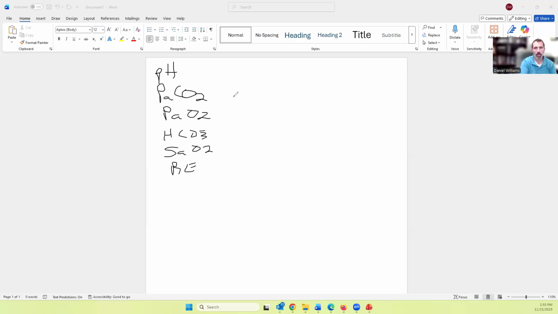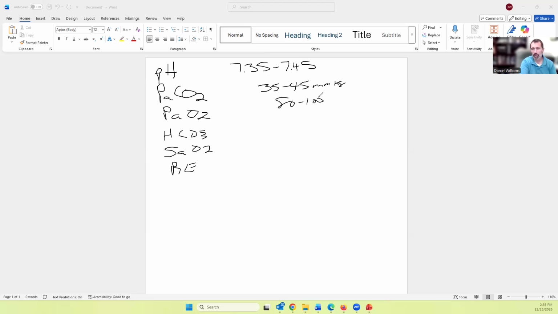For all intents and purposes, when we're looking at the blood gas itself, we want a pH of 7.35 to 7.45. You've got to make sure that you know those normal values, or else it's going to be difficult to determine your interpretation of an arterial blood gas. PaCO2 is going to be 35 to 45 millimeters of mercury. PaO2, 80 to 100.